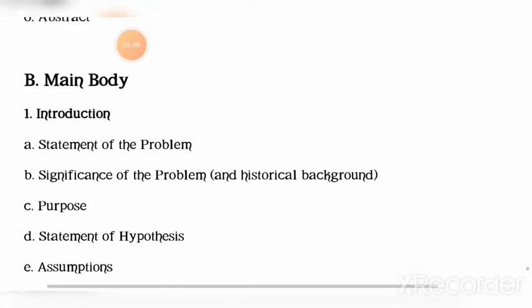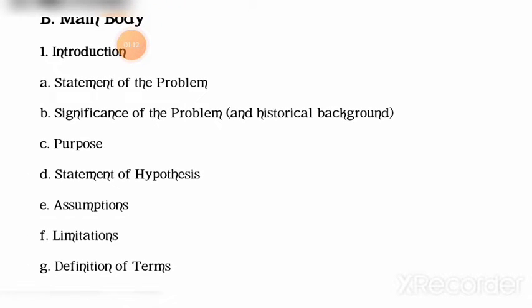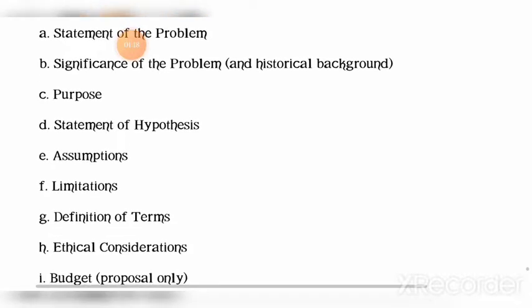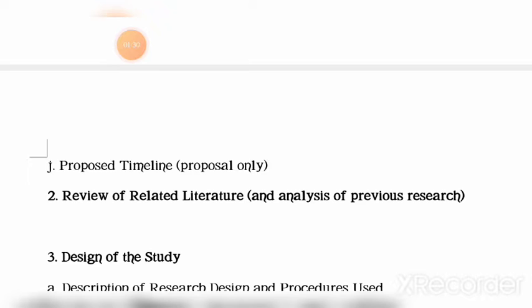And then the abstract. When it comes to the main body, that's where I have the introduction. Under the introduction, we have these subsections: statement of the problem, significance of the problem, purpose, statement of the hypothesis, assumption, limitations, definition of terms, ethical considerations, budget. If you're writing a research proposal, that's where the budget and proposed timeline apply only. They don't apply in the report.